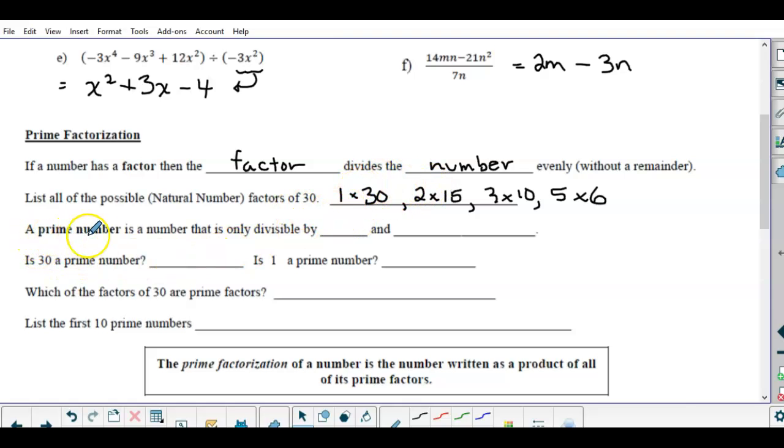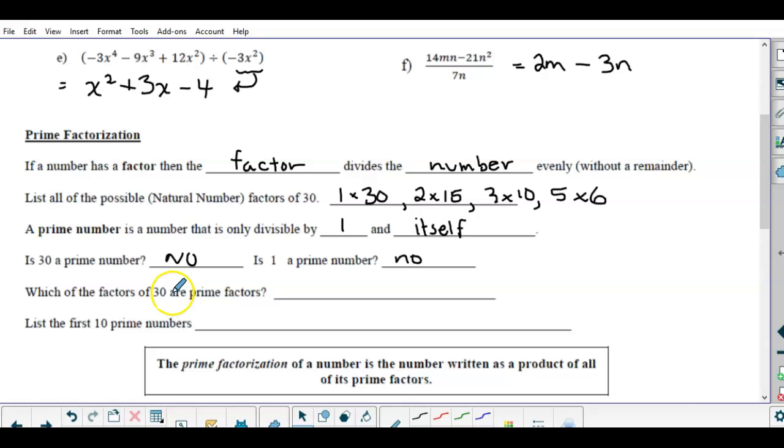In any case, a prime number is a number that is only divisible by 1 and itself. So is 30 a prime number? No, because we found all of these, right? Is 1 a prime number? Actually, no. A lot of times students think it is, but in this definition, it's only divisible by 1 and itself, and these two have to be different numbers, and that's what we don't say in there. So this is divisible by 1, but itself is 1. So those aren't two different numbers.